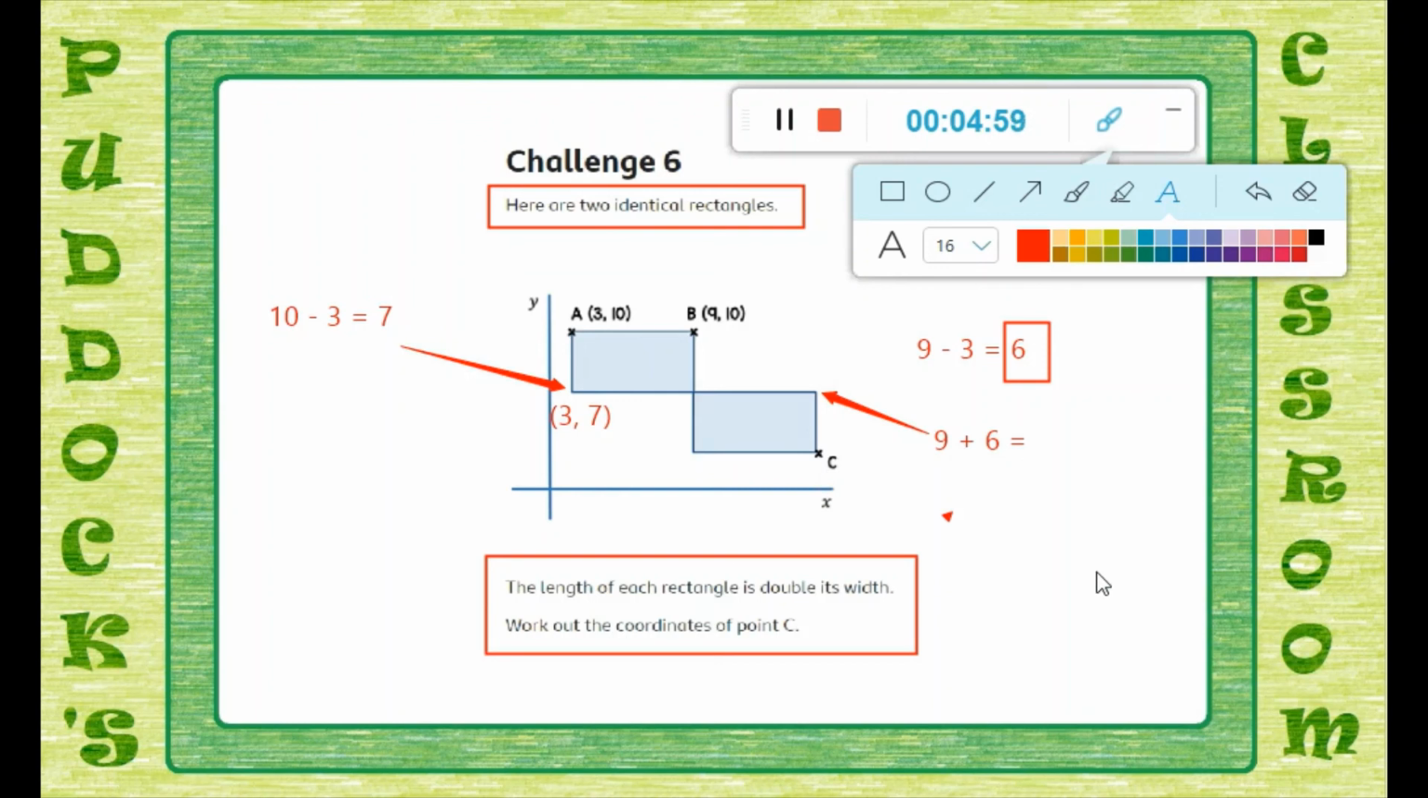Okay, I hope that helps you with your calculations. There's a lot of things to think about, but all the calculations that you need to do are really simple things like 9 take away 3 and 10 take away 3 and 9 add 6. There's no difficult calculations for you to do. It's just thinking logically and using the information that you've been given. Good luck. I hope to see your answers in the blog posts.